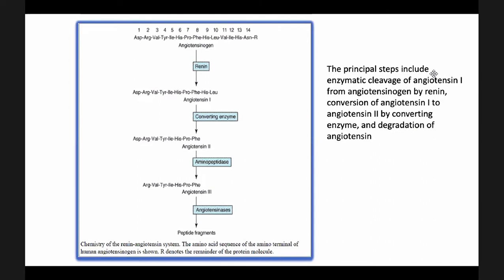So this shows the steps in the enzymatic cleavage of your angiotensinogen. Basically, the principal steps include the enzymatic cleavage of angiotensin I from angiotensinogen by renin, then conversion of angiotensin I to angiotensin II by angiotensin converting enzyme, and the degradation of your angiotensin.